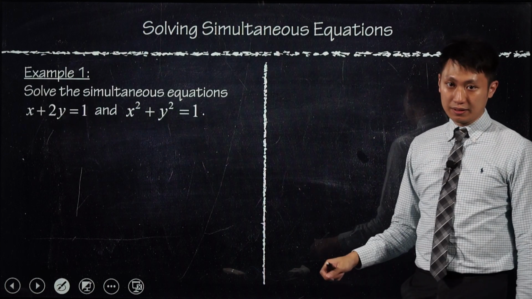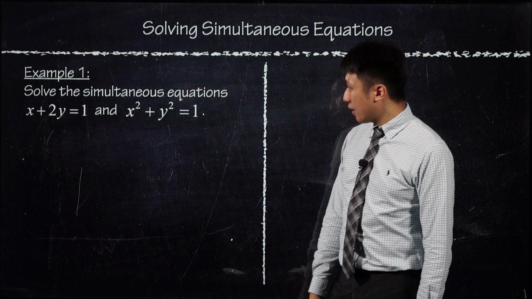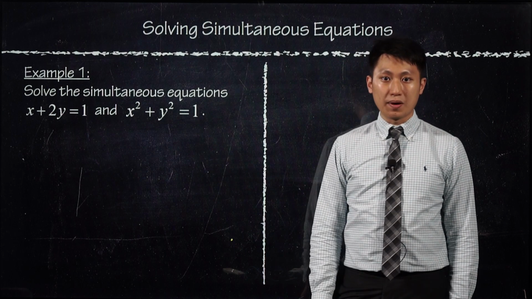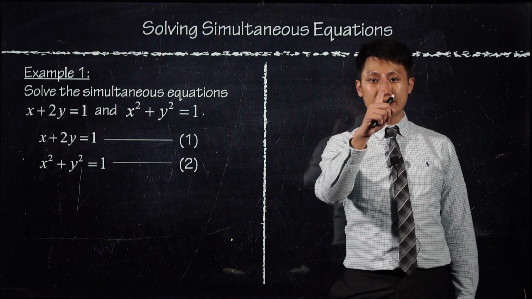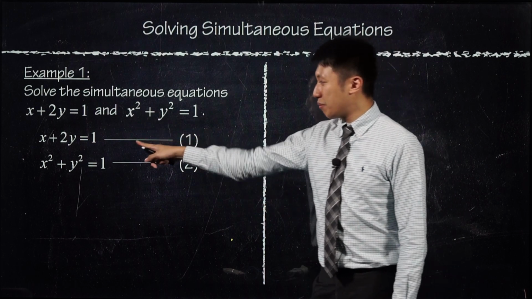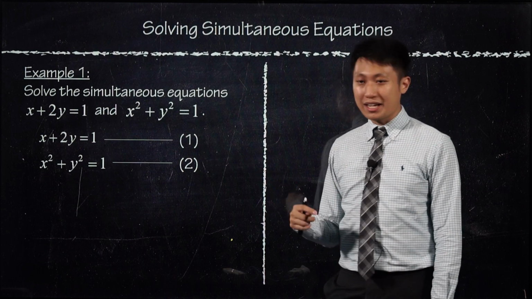Okay, this is a question here. Solve the simultaneous equations: x plus 2y is equal to 1, and also x squared plus y squared equal to 1. So in the exam, first step, I write the equations down. I write both down, and I label the first one 1, label the second one 2. Just remember that so that you get your marks.